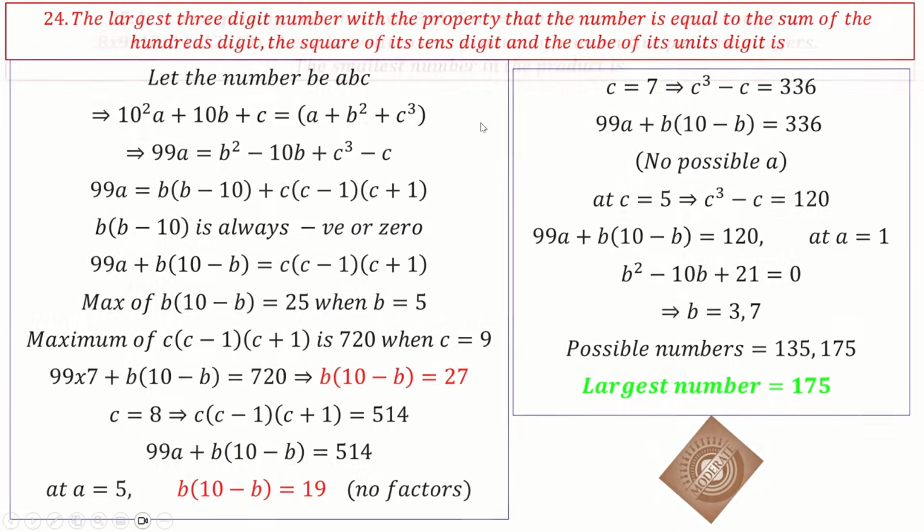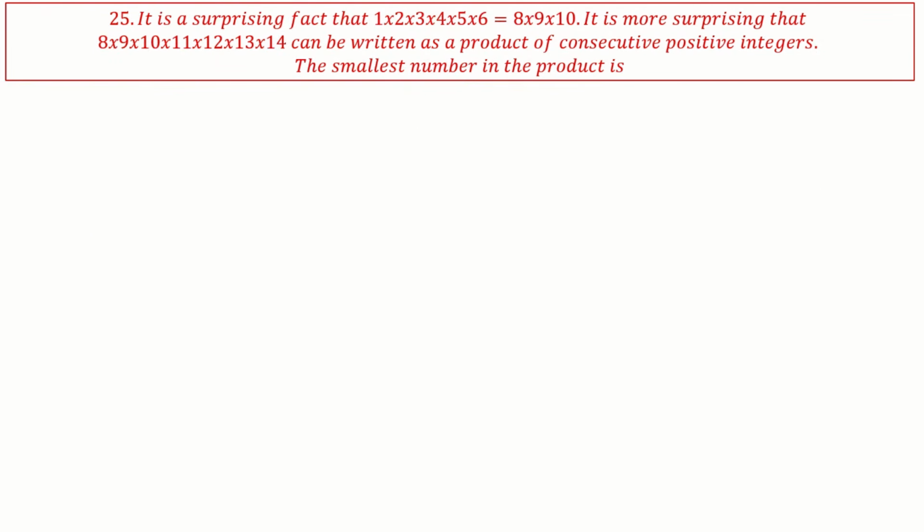Okay. Next. It's a surprising fact that 1 into 2 into 3 into 4 into 5 into 6 can be written as 8 into 9 into 10. Okay. It is more surprising that 8 into 9 into 10 into 11 into 12 into 13 into 14 can be written as a product of consecutive positive integers. What is the smallest number of this product?